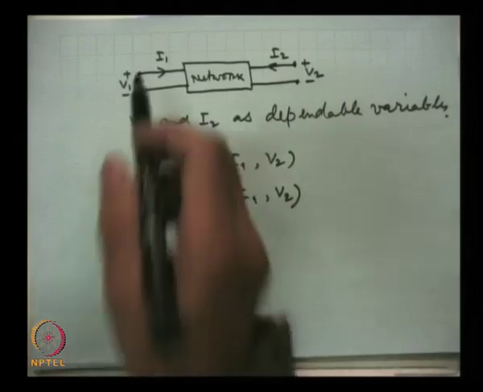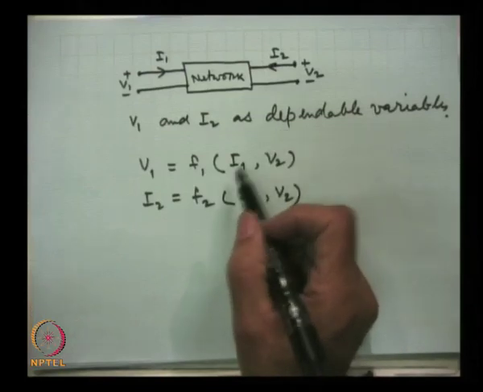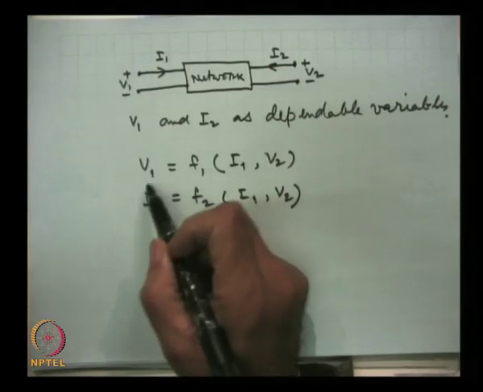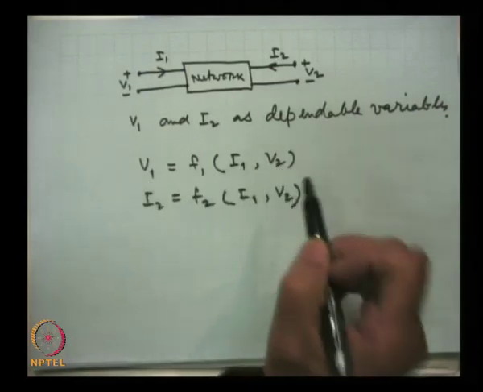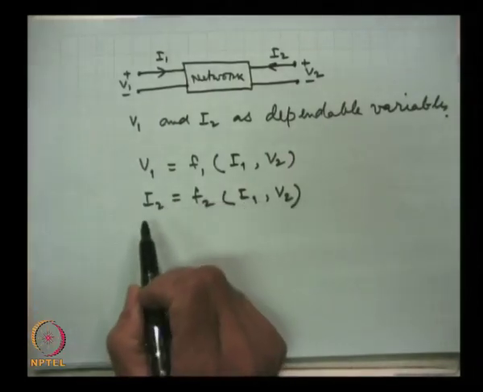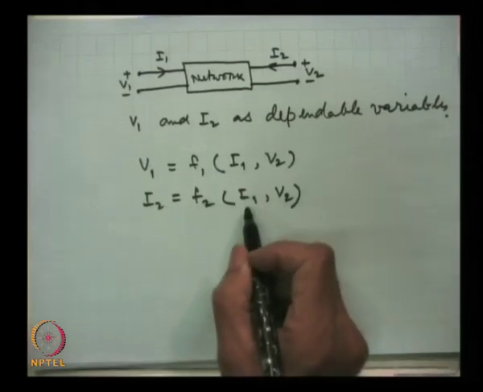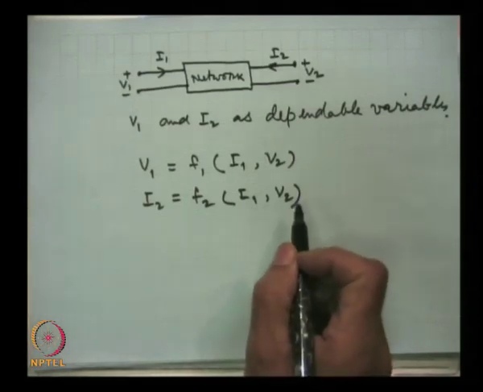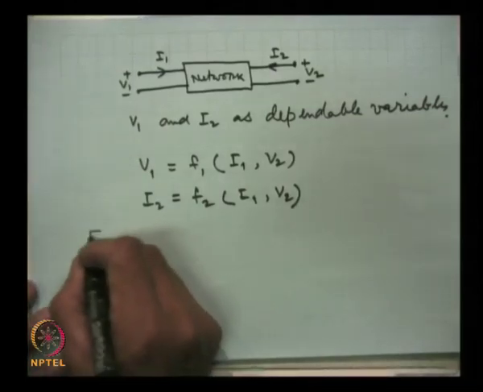The input current, for example, in a transistor, we can decide and choose whatever we want, and V 1 will be dependent on I 1 and of course, I 2 as we will see. Similarly, this equation tells the dependence of I 2 as a function of the variations in I 1 and V 2.